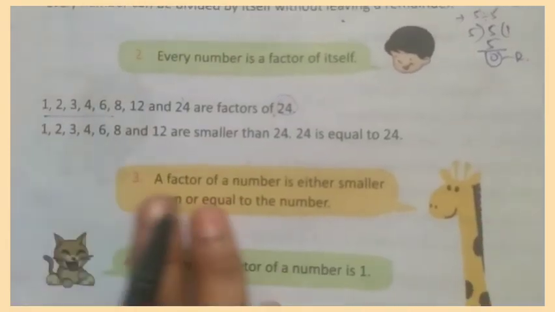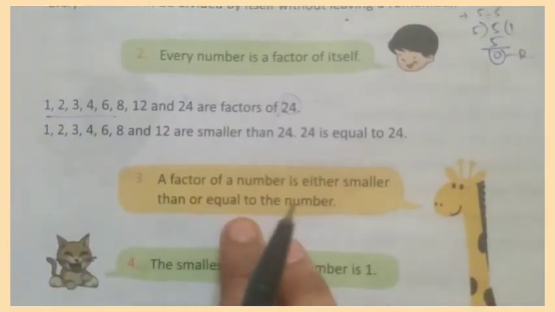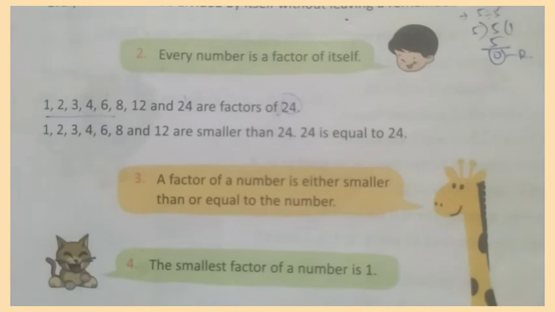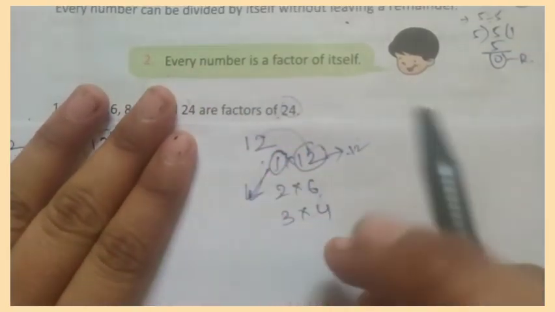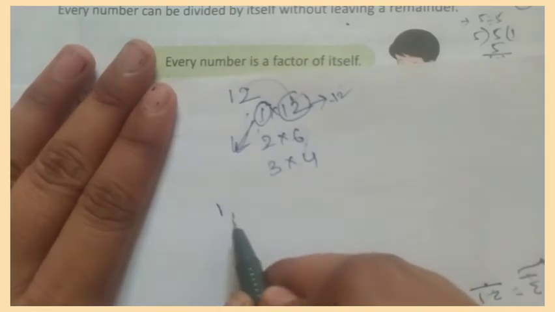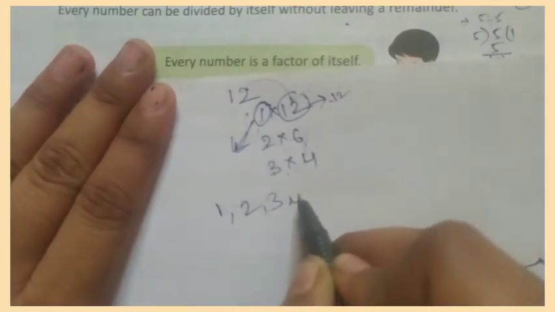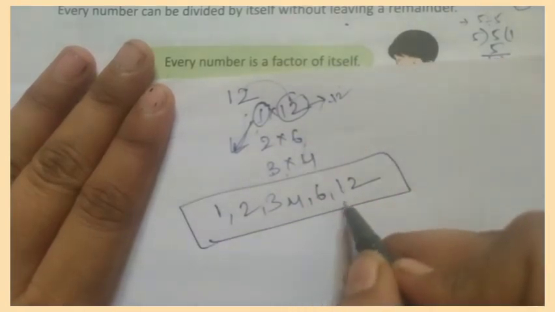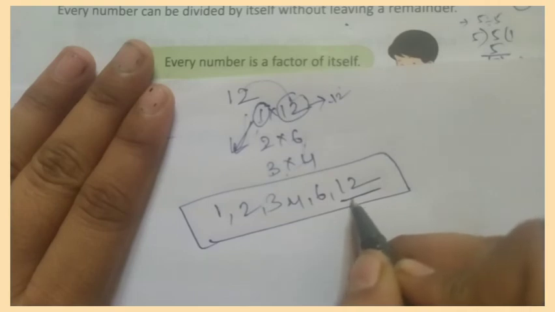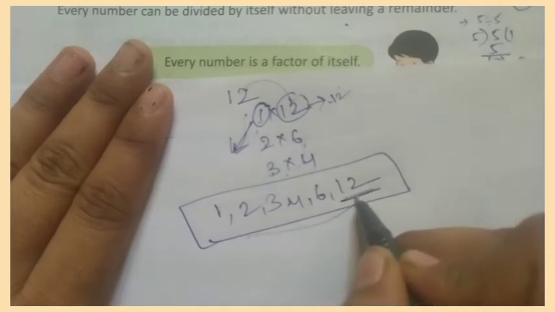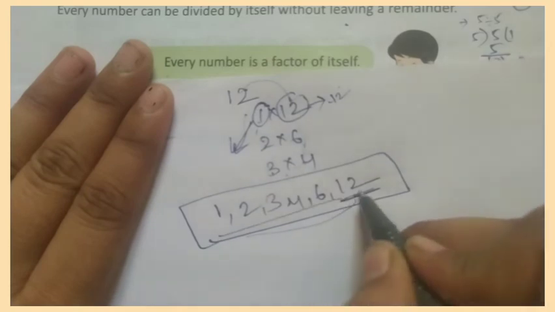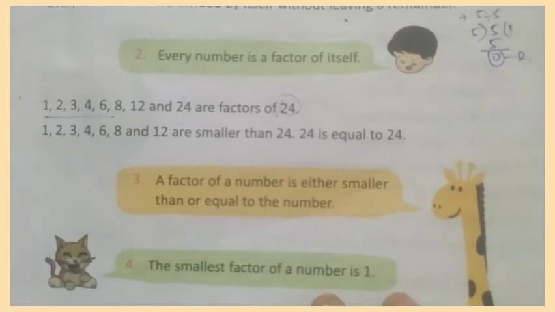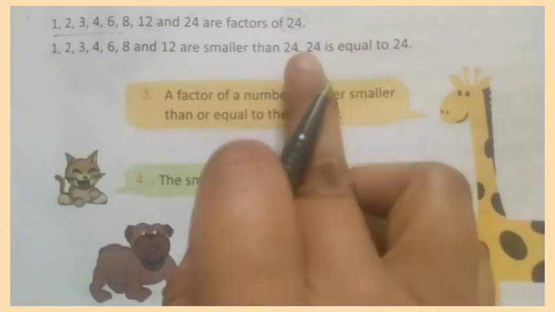Now look here. A factor of a number is either smaller than or equal to the number. Here we find the factors of 12: 1, 2, 3, 4, 6, 12. These all are the factors of 12. Among these we get factors less than 12 and equal to 12. So a factor of a number is either smaller than or equal to the number.